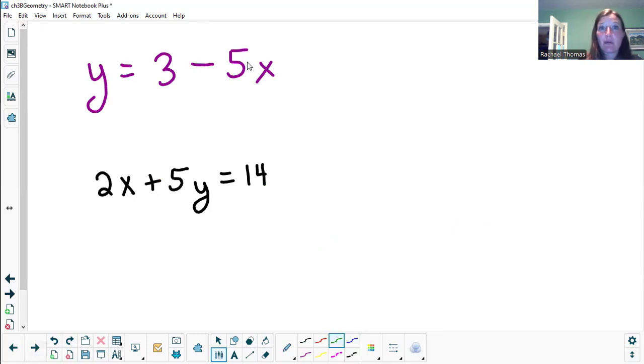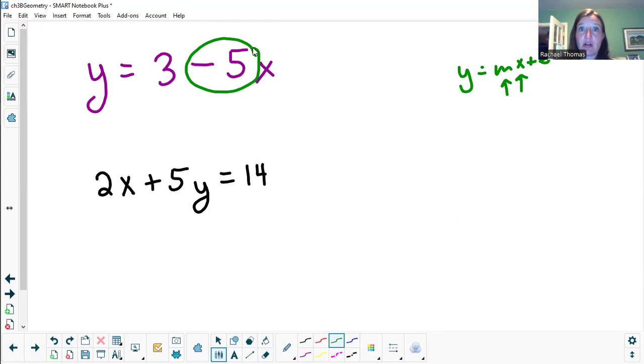Up here in this purple one, it looks like it's going to be 3 if I think about the equation y equals mx plus b, but notice how the m is always attached to the x. It's not the number that comes first, it's the number that's attached to the x. And I got to take the negative. When a negative comes before a number, it belongs to that number. So my slope in this top line is -5.